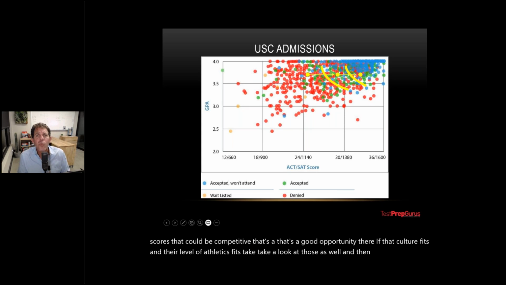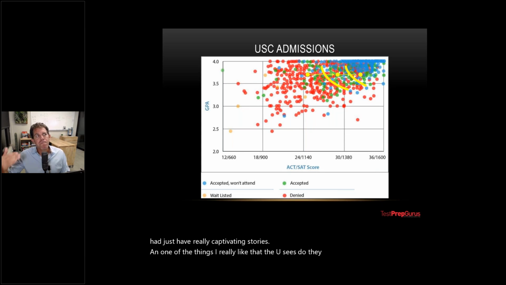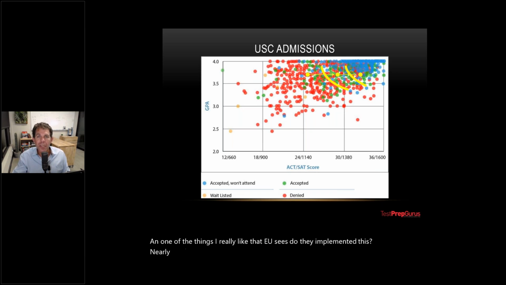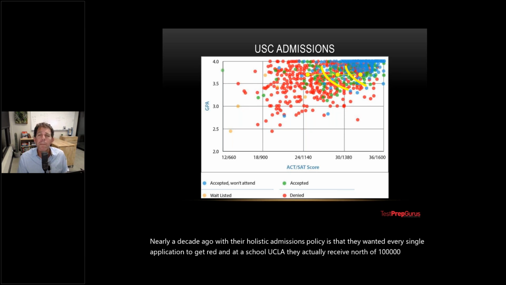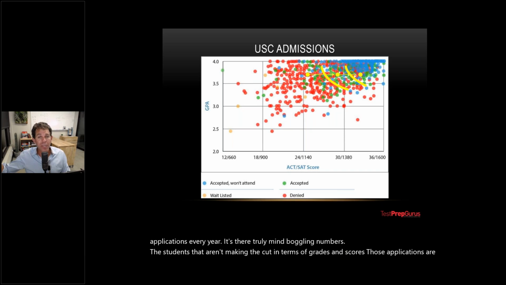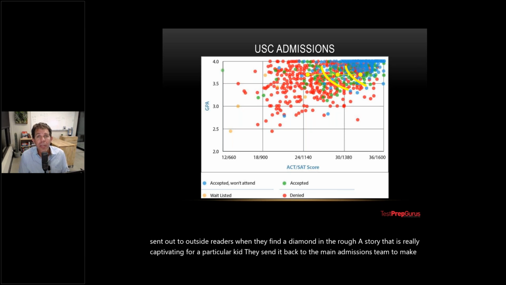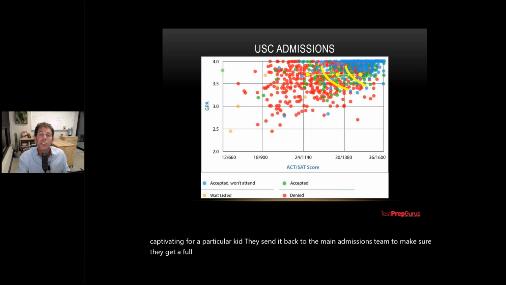And then back here, we also just have really captivating stories. One of the things I really like that the UCs do, they implemented this nearly a decade ago with their holistic admissions policy, is that they wanted every single application to get read. At a school like UCLA, they receive north of 100,000 applications every year. They're truly mind-boggling numbers. The students that aren't making the cut in terms of grades and scores, those applications are sent out to outside readers who, when they find a diamond in the rough, a story that is really captivating for a particular kid, send it back to the main admissions team to make sure they get a full read and an equal opportunity at admission to those UC schools. And so that can account for some of these that are behind the curve.